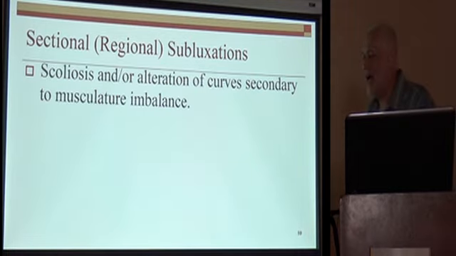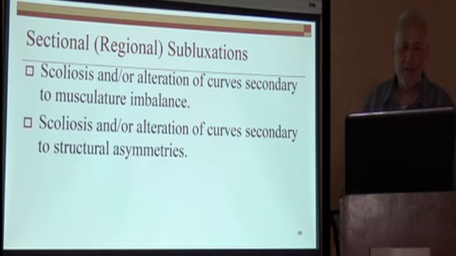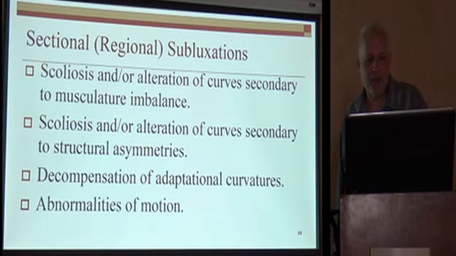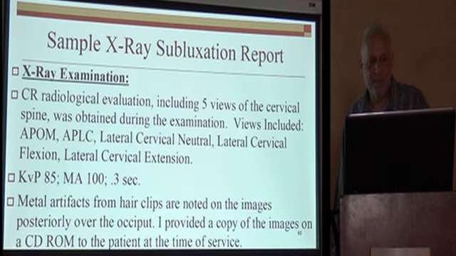And you also have regional subluxations, like a scoliosis. You wouldn't have to pick the vertebra. You could say there's a scoliosis and vertebral subluxation. I'd still put it in there. From T3 to T11, measuring so and so many degrees if you want. Scoliosis, alteration of curve secondary to structural asymmetries, decompensation of adaptional curvatures. So hypokyphosis in the neck or hyperlordosis in the neck or any of those things, those are all considered subluxations.